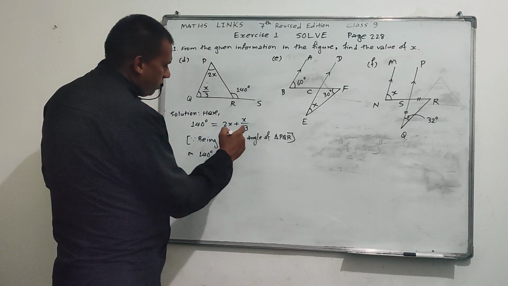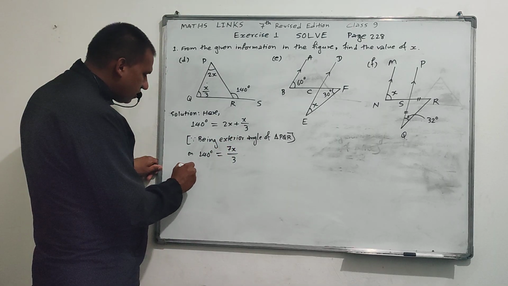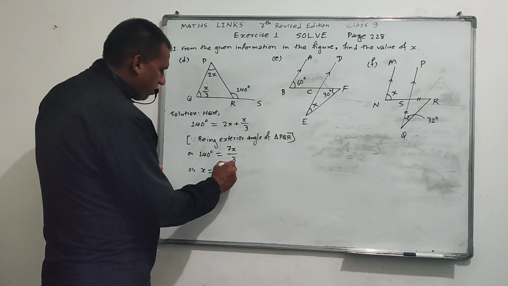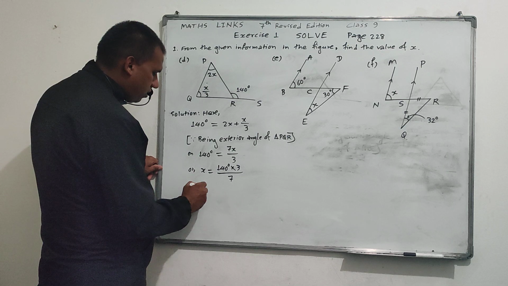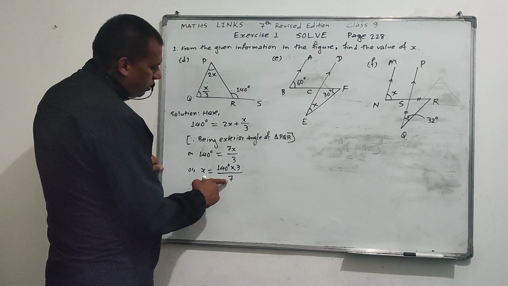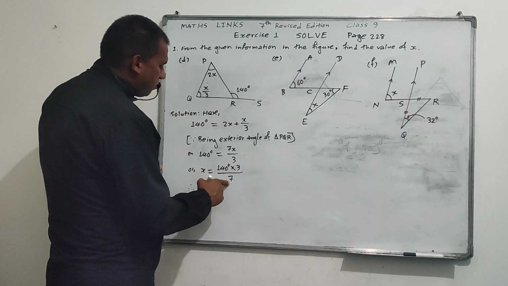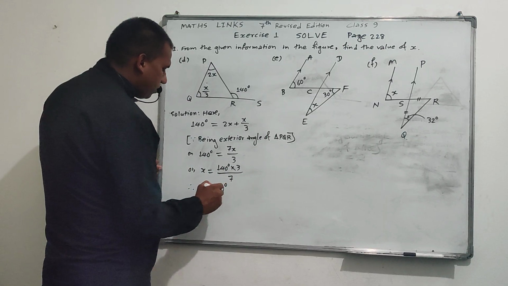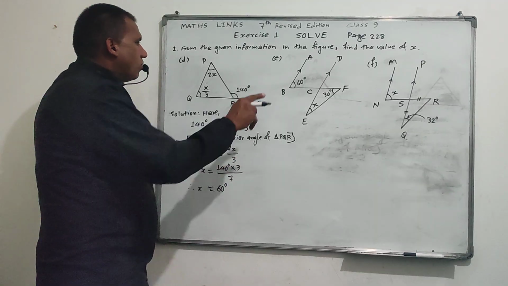3 twos are 6 plus 1, 7. So 7x upon 3, or x equals 140 degrees times 3 upon 7. Therefore, x equals 7 twos are 14, 0. So 2, 0, 20, 7 twos are 14, 7 threes are 21, 60. So x equals 60 degrees. Now next figure, 1E.